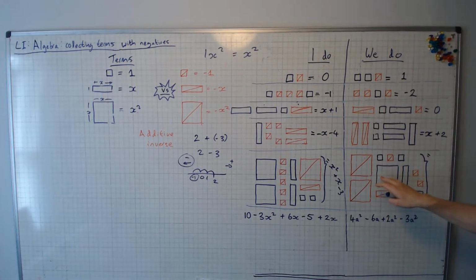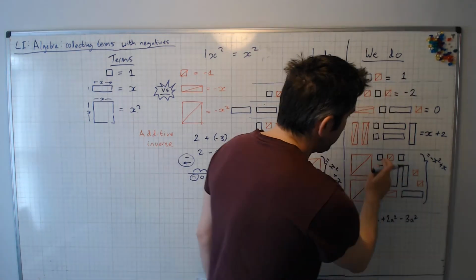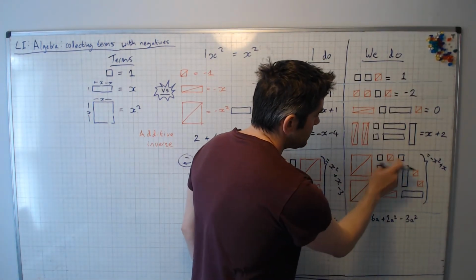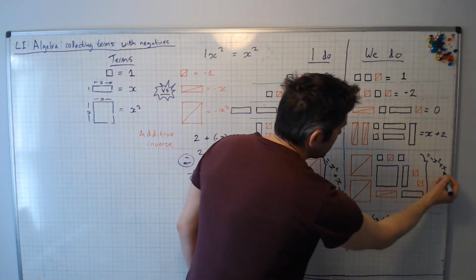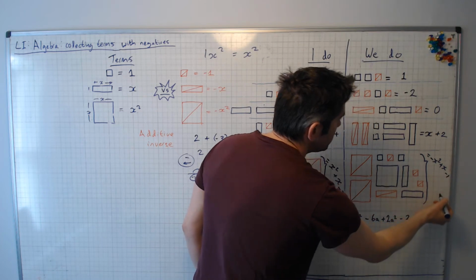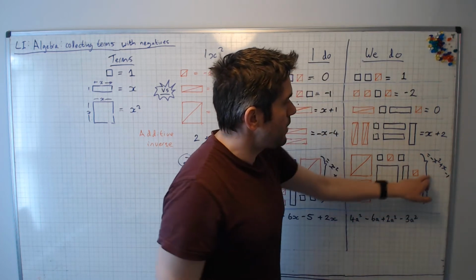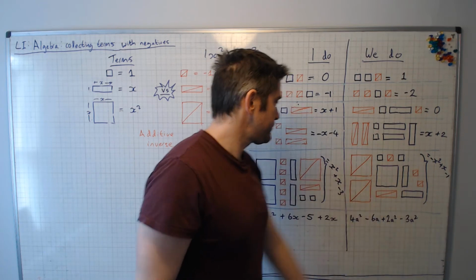This time we have these 2 x squareds. They can add together to make 0, leaving us with 1 negative x squared. We've got 2 positive x's and 1 negative x. They're going to add together to make 1 positive x. And we've got 2 positive 1's, 3 negative 1's, so we're left with negative 1. So we've got minus x squared plus x minus 1.